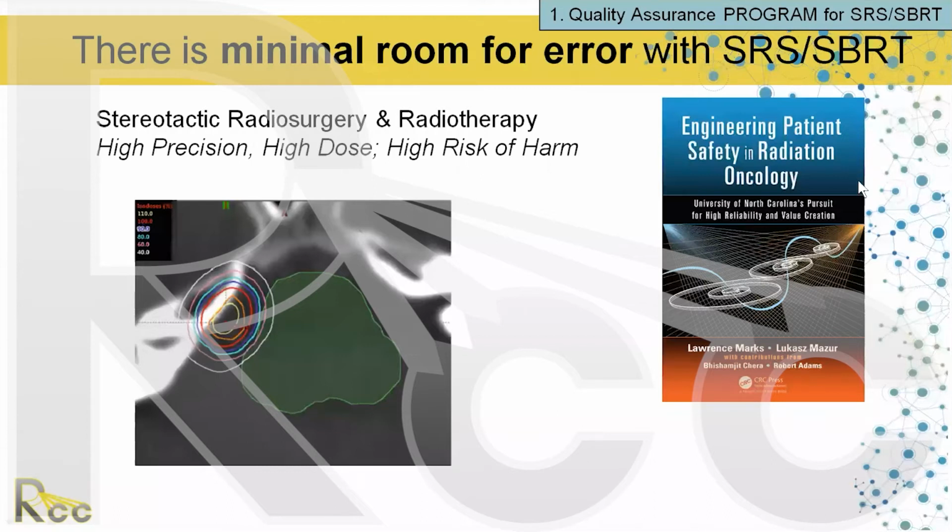And I want to plug this book, written by Lawrence Marks out of UNC, Engineering Patient Safety in Radiation Oncology. It's a great book. It's an easy read, and it really talks about the organizational elements of a quality control program. I highly recommend it.